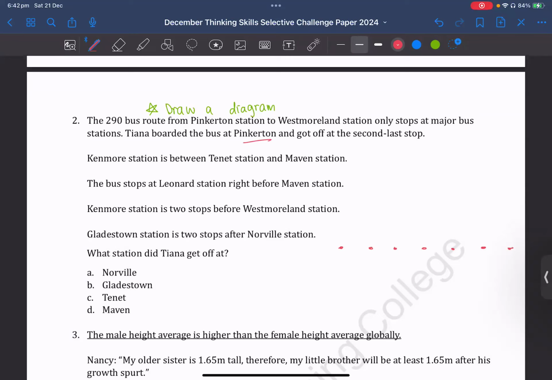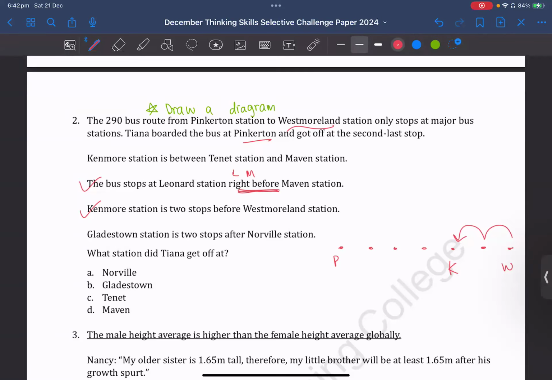So she's boarding it at Pinkerton, and the final stop is Westmoreland. So Pinkerton to Westmoreland. Now, Kenmore Station's between Tenet and Maven, and the bus stops at Leonard Station right before Maven. So because it says right before, I know it's L, then M. And I think that's important to know. Kenmore Station is 2 stops before Westmoreland Station. So that helps me because I can go, okay, 1, 2, and Kenmore Station is here.